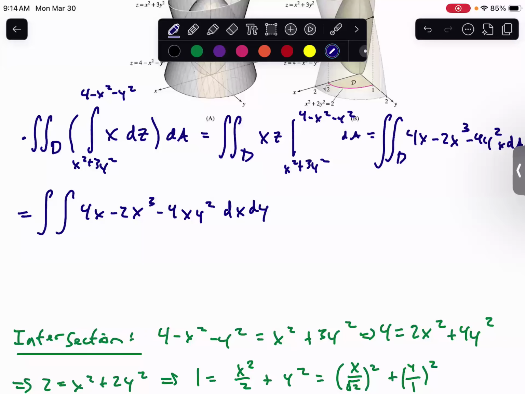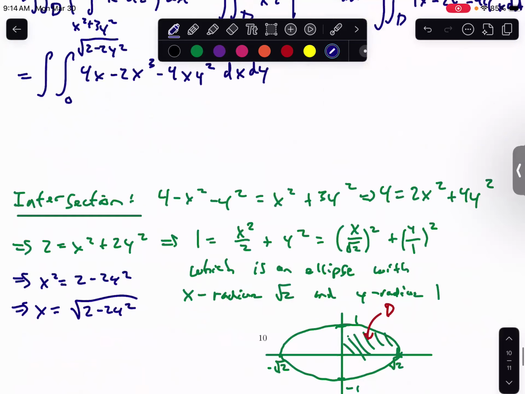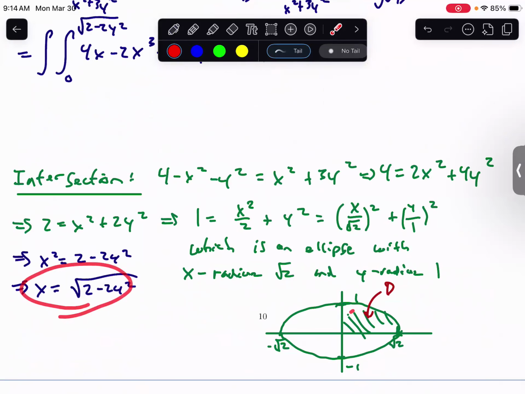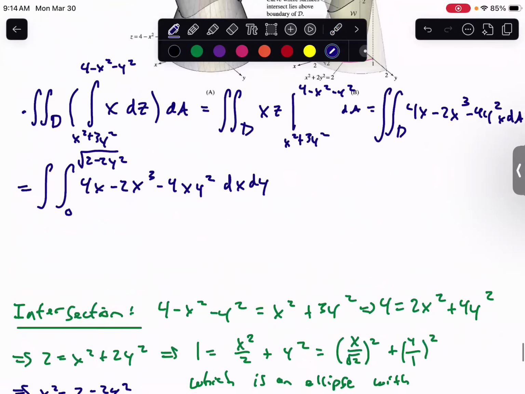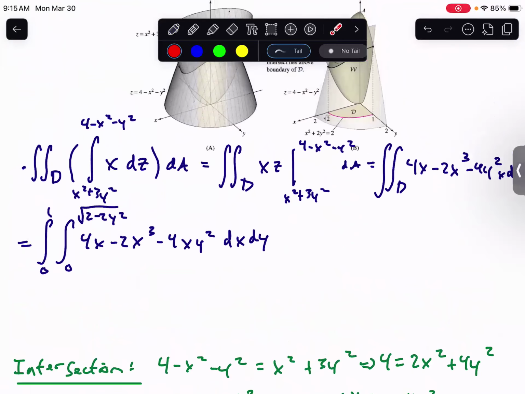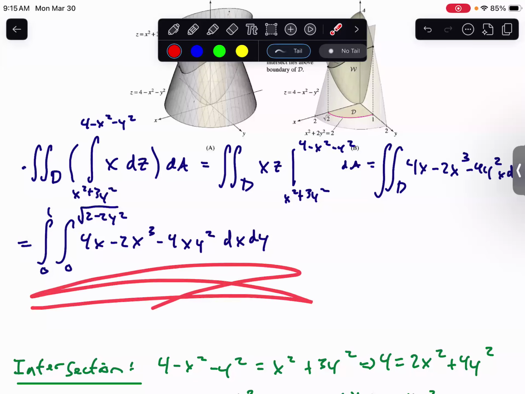And then with respect to x, we're going from 0 to the square root of 2 minus 2y squared. Again, that's this equation, really describing the ellipse. And then with respect to y, again, we're going from 0 to 1. So that's the hard part of this problem, setting up the double integral, because they told us what the bounds were going to be for z, so we didn't have to do a lot of work there. And from here, if this were an exam problem, I would allow you to just stop right here.